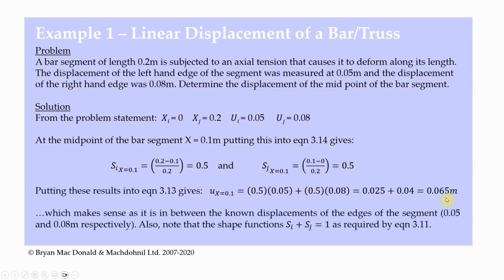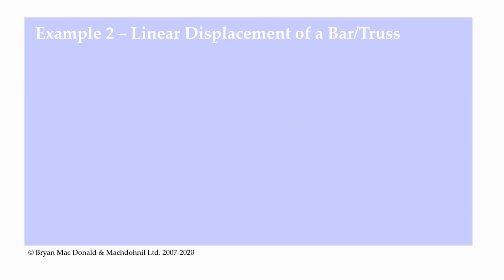Again, this makes sense as it's between the two known displacements of the edges of the segment, 0.05 and 0.08. Also note that the shape functions si plus sj is equal to 1, as required by equation 311. So again, 0.5 plus 0.5 is 1, and 0.065 is between 0.05 and 0.08, so everything looks logical. Okay, now let's take a look at a second example.